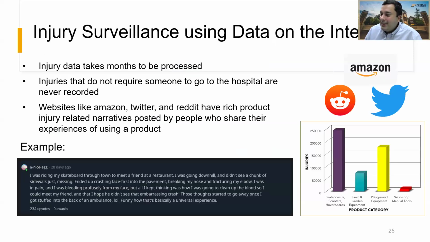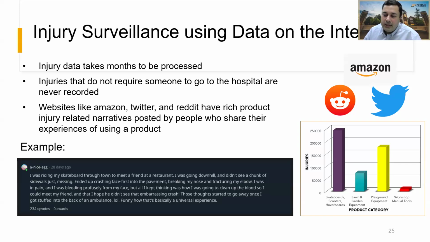And yeah, the last study that I want to talk about, which we are still working on, is injury surveillance using data on the internet. The traditional cycle of data reporting and processing takes months, and especially for product injuries, injuries still keep happening during that time. So we wanted to see how we can use data available on the internet for injury surveillance.